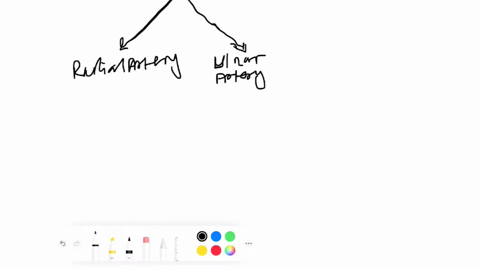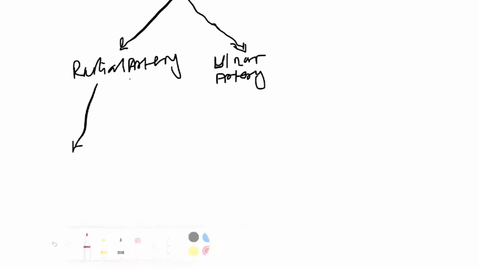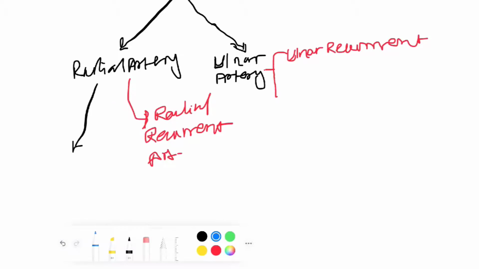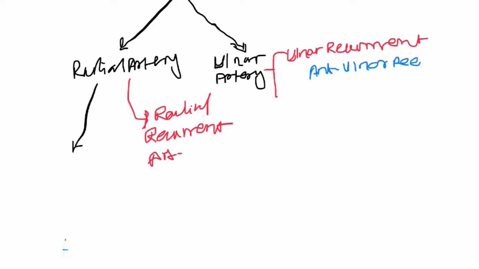From the radial artery it goes to the wrist and hand. The radial artery has one branch, the radial recurrent artery. And the ulnar artery has two branches. The first one is the ulnar recurrent artery, which has two branches: the anterior ulnar recurrent and posterior.